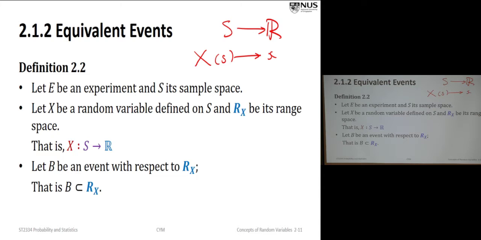Maybe more concretely, S is HH, HT, TH, and TT. The Rx, the range space for this random variable, is 2, 1, and 0. So it maps like this. So here, let B be an event with respect to Rx. In other words, it will be a subset of Rx. So B can be 0, 1, 2. B can be 0, or can be just 1. Or B can be 1 and 2. All right? So B is a subset of Rx.